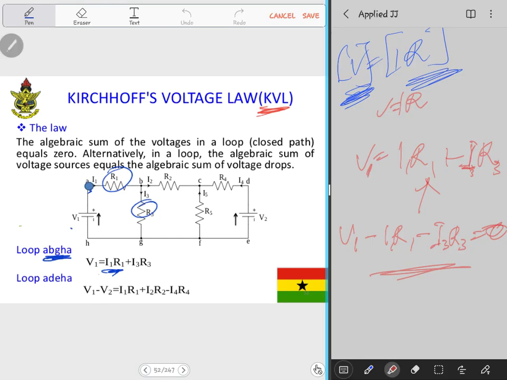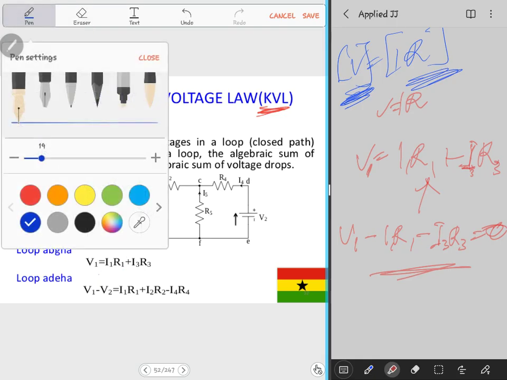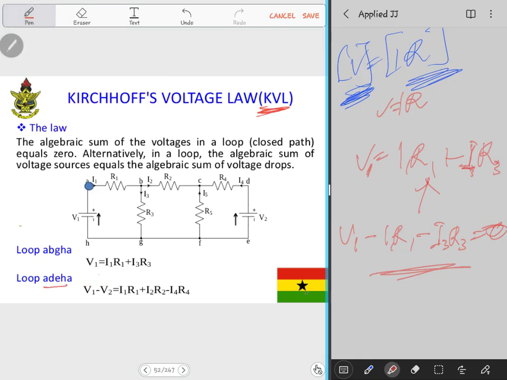So the same thing here. When we choose this particular loop, let's see. Now we are here. A, D, E, H, and back to A, right? So looking at it, how many voltage sources do we have there? 1 and 2, right? You can choose any which way. You can choose to write it this way or this way, right?